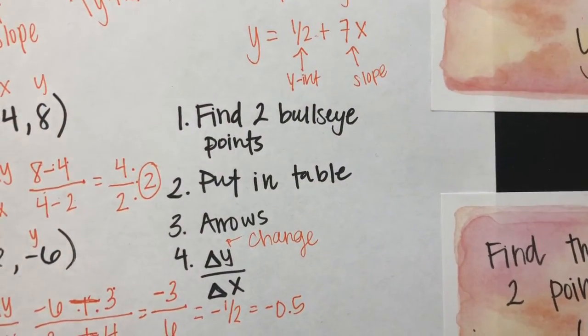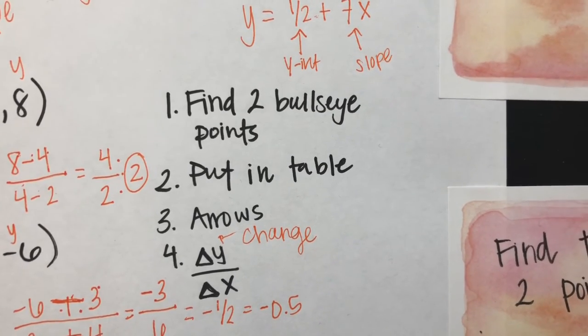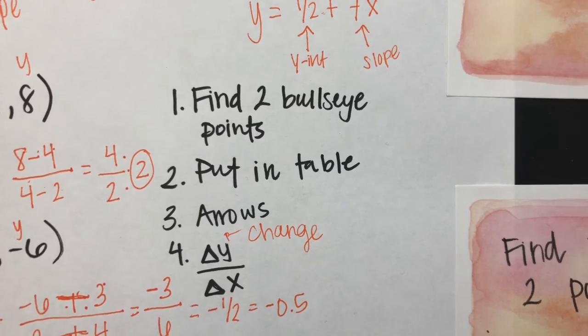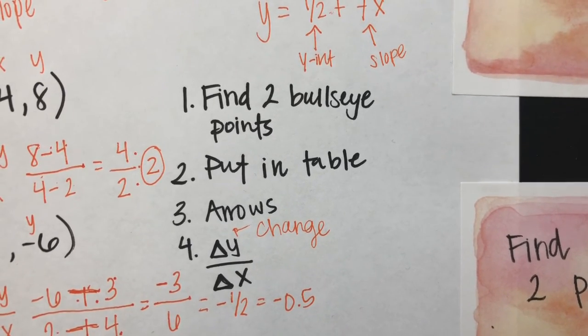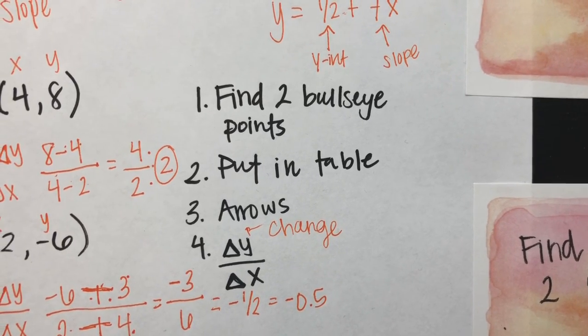Okay, just wanted to remind you as you start your practice today, these are going to be your 4 steps that are going to be super helpful for you, okay? So make sure you find 2 bullseye points, which means perfect points, put it in a table, draw your arrows, and find your change in y over change in x.